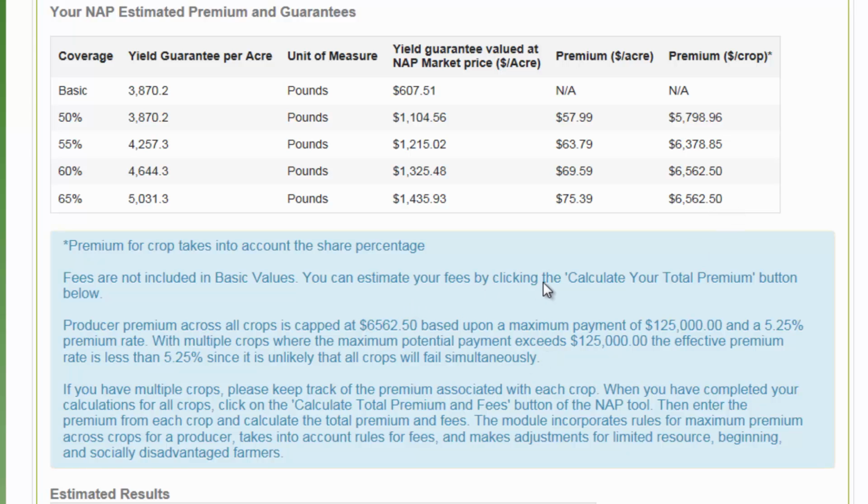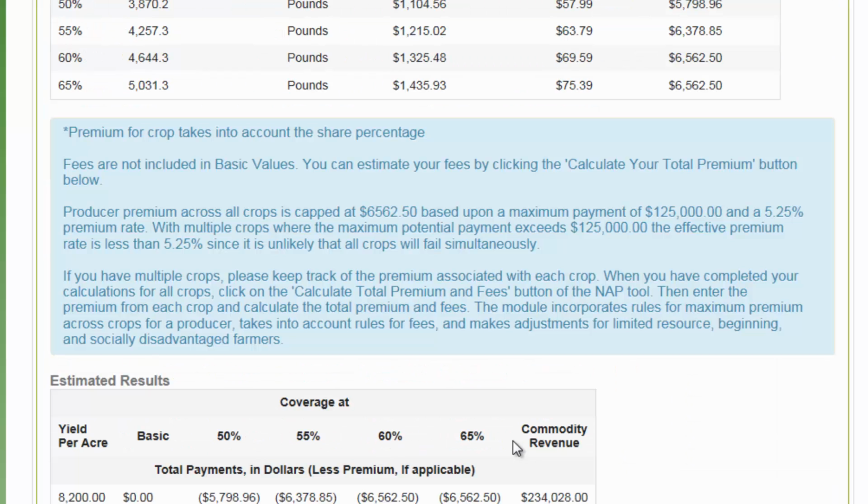$6,562.50. What this is, it is 5.25% of $125,000, which is the maximum amount an individual can receive under the NAP programs, whether it be, in this case, all tart cherries, or whether it be a combination of crops. And a little bit later on, we'll go through a combination of crops. To determine which coverage you want to use is not something we can really get into here, but the bottom line is how much protection you need.